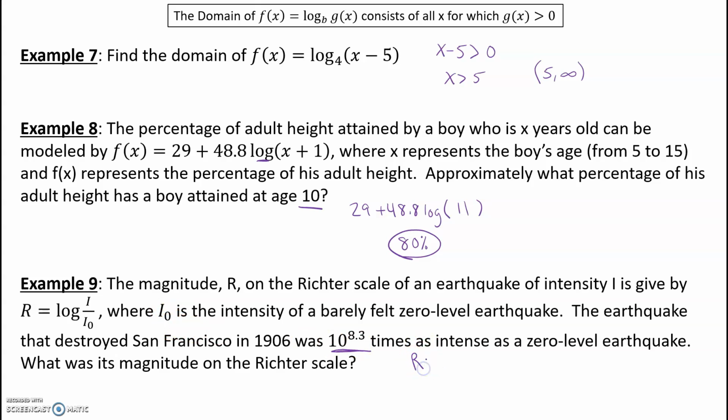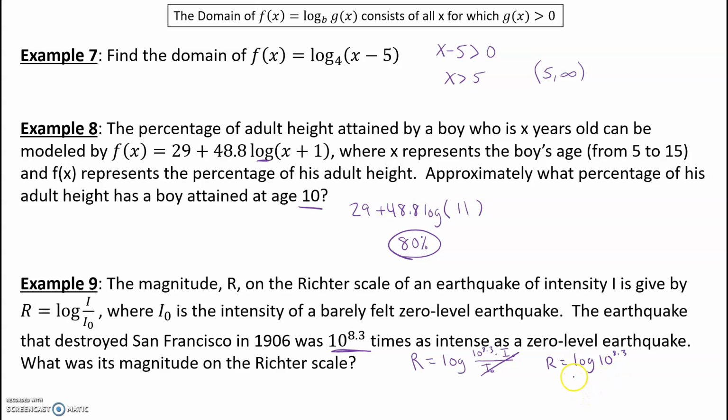If we want to find out where we're at on the Richter scale, we do log. Instead of I, we're going to say it was 10 to the 8.3 times whatever 0 level was. And on the bottom, we still have 0 level. So those are going to cancel. And what we need to type into our calculator is log of 10 to the 8.3.